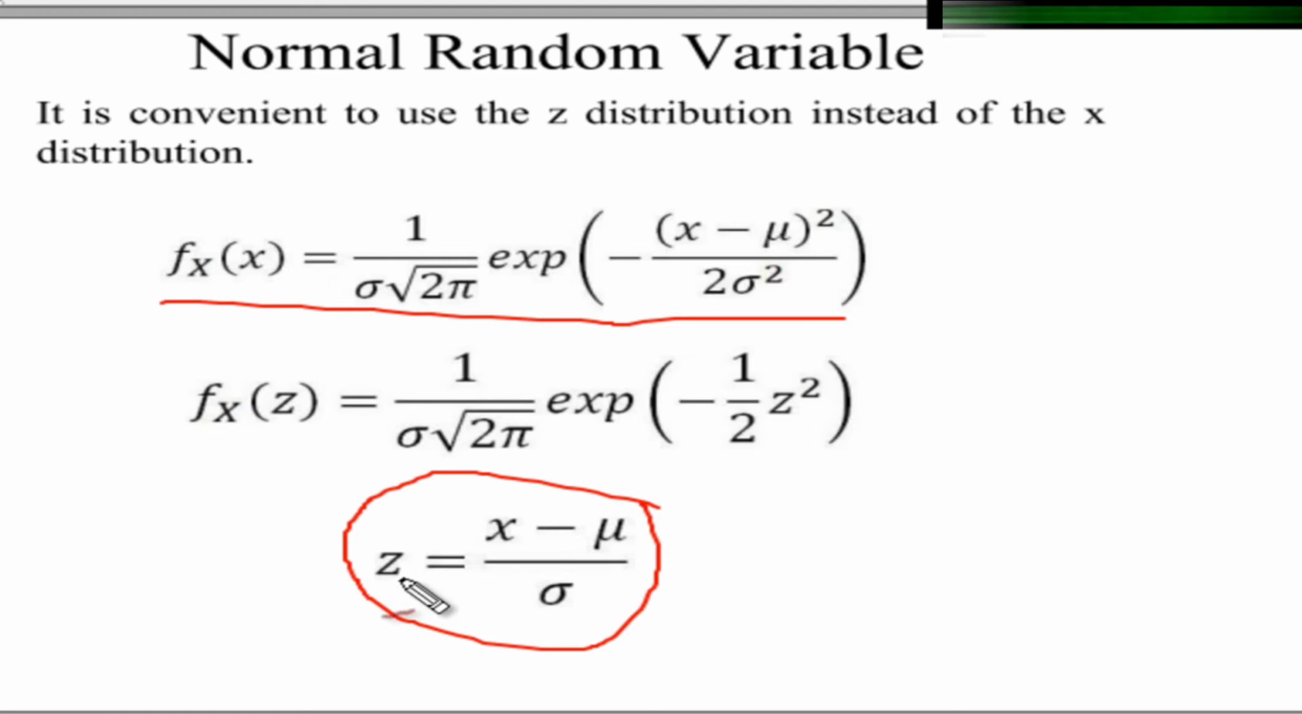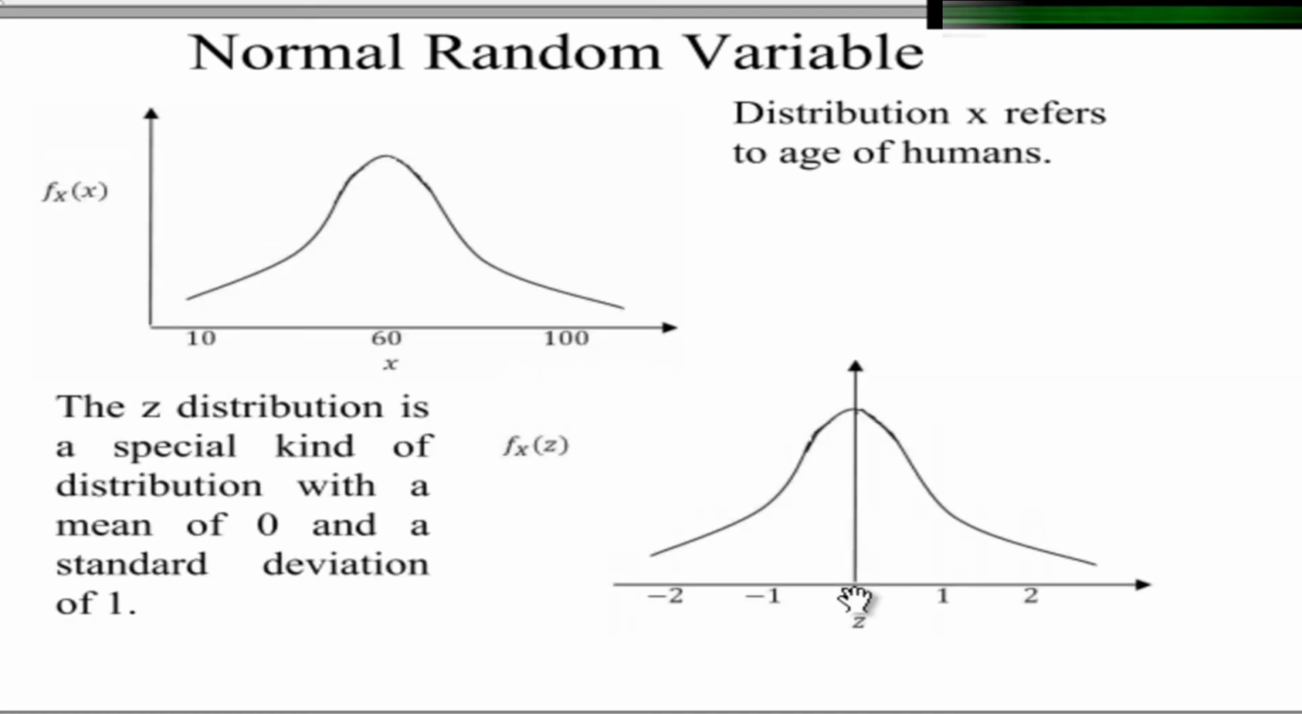When we substitute Z with x minus mu divided by sigma, the distribution takes this form. You can see that f of Z is equal to 1 over root 2 pi sigma times the exponential of minus half Z squared. Now what is this? This is called the Z distribution. Why is it used? Because the Z distribution is a specific kind of normal distribution with a mean of 0 and a standard deviation of 1. This is very important.